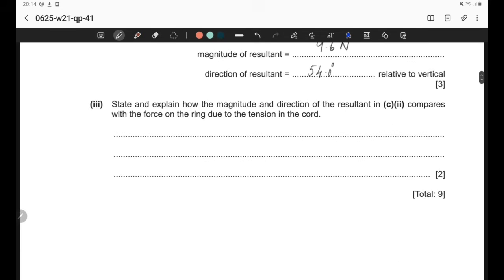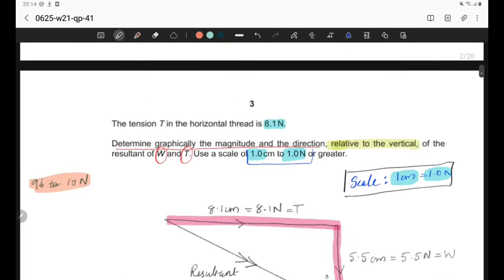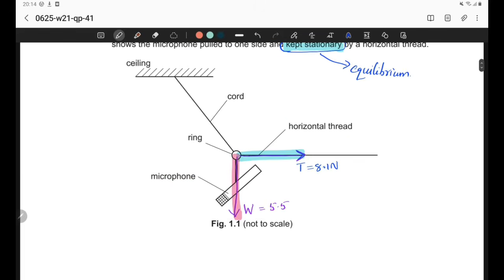Part 3. State and explain how the magnitude and direction of the resultant in C2 compares with the force on the ring due to the tension in the cord. So here we are asked to write down in terms of the force in the cord. We have to relate that with the answer which we have got. So here we have already found the resultant force of these two forces, something in this direction, and its value is 9.6 Newton.